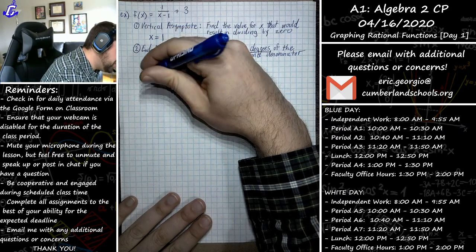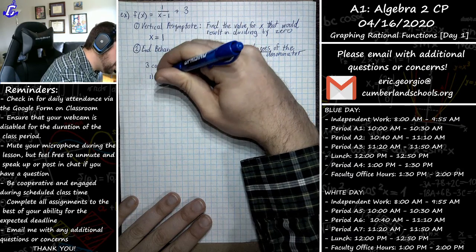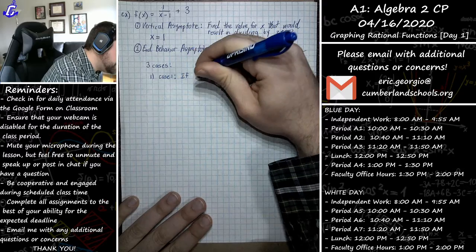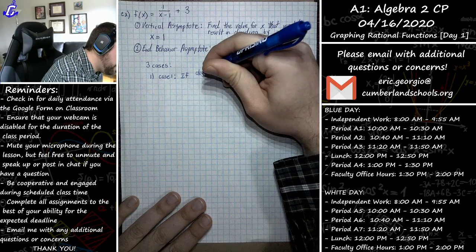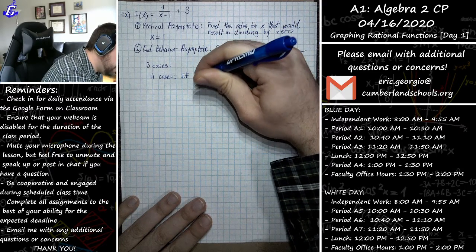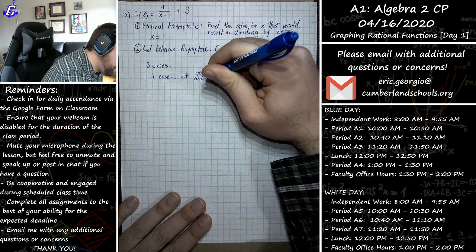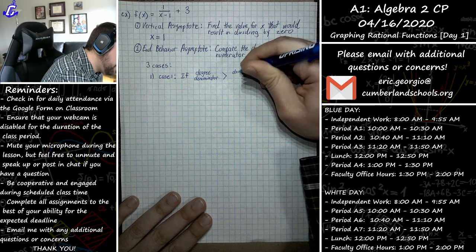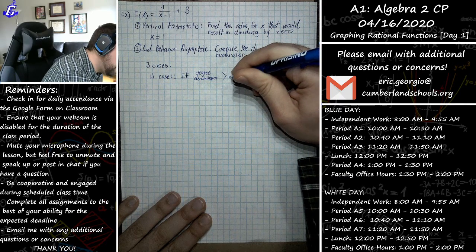All right. So 3 cases. All right. Case 1. If the degree of the denominator, meaning the degree of the bottom, is larger than the degree of the numerator.